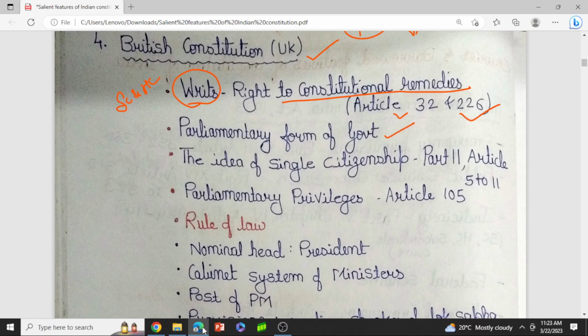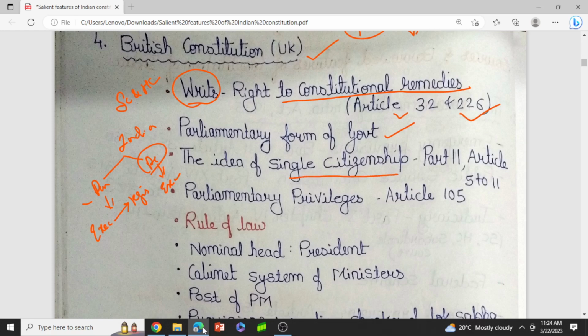Parliamentary form of government. Indian government is a parliamentary form of government. There are two types of the government, parliamentary and presidential. In parliamentary form of the government, executives are responsible to the legislature. However, in presidential form of government, the executives are independent. They are not responsible. So they are non-responsible to the legislature. They are not answerable to them. So America has a presidential form of government. We have a parliamentary form of government.